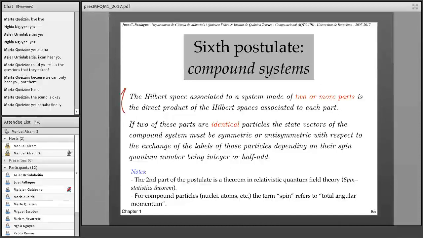So, if we have two systems and put them together, it's very easy to build the Hilbert space of the complete system from the individual Hilbert spaces of the parts. Moreover, if two of these parts are identical particles, the state vectors of the compound system must be symmetric or antisymmetric with respect to the change of the labels of those two particles depending on their spin quantum number being integer or half odd. Half odd, of course, means half an odd integer: 1/2, 3/2, etc.